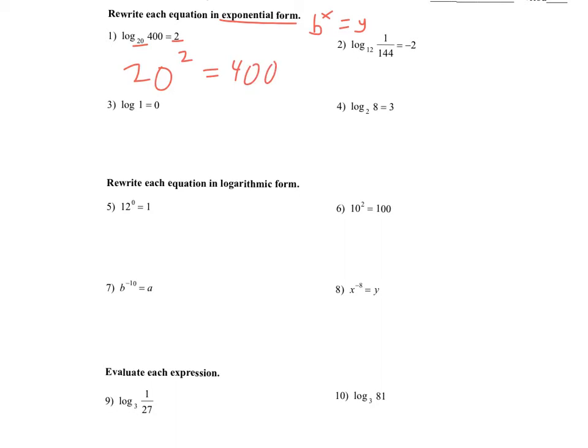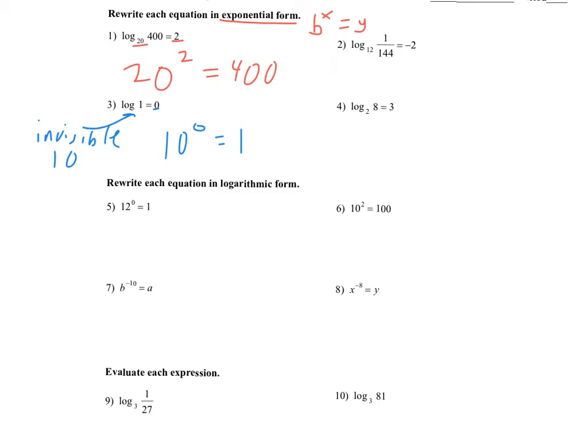Number 3 is the same idea, except that this is an invisible base. And so anytime we have an invisible base, remember that that is an invisible 10 here. And so when I make it into the other form, the base is going to be 10. And then to the power of the new partner, which is 0. And then that's going to equal 1.